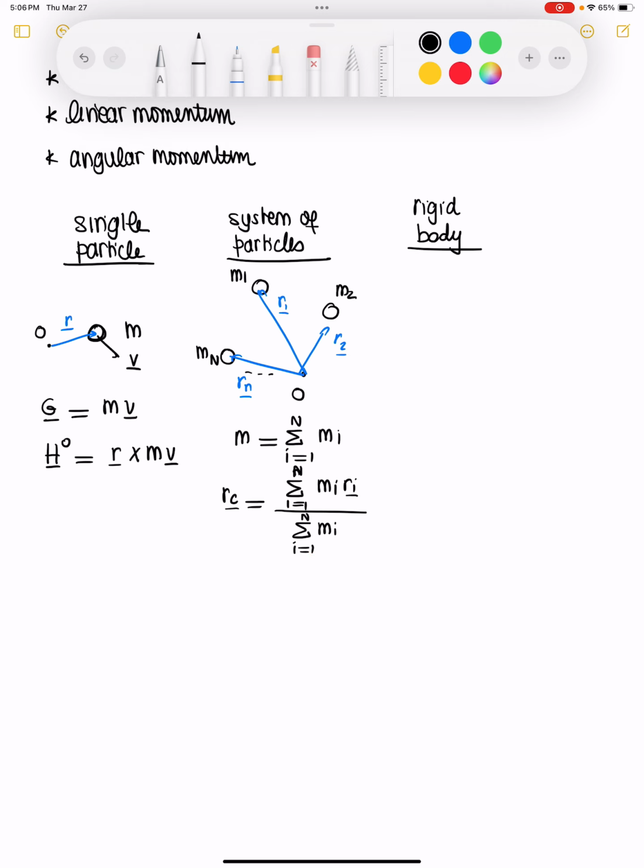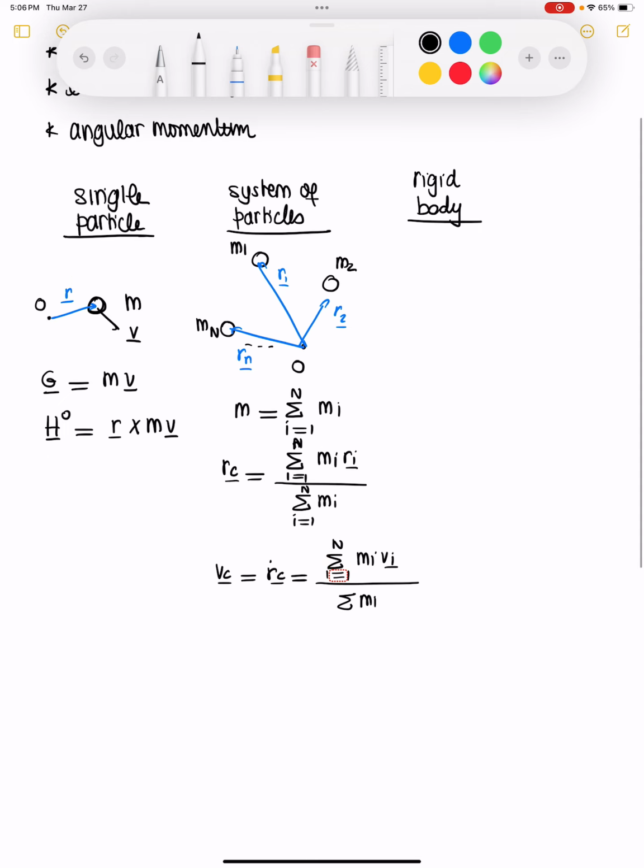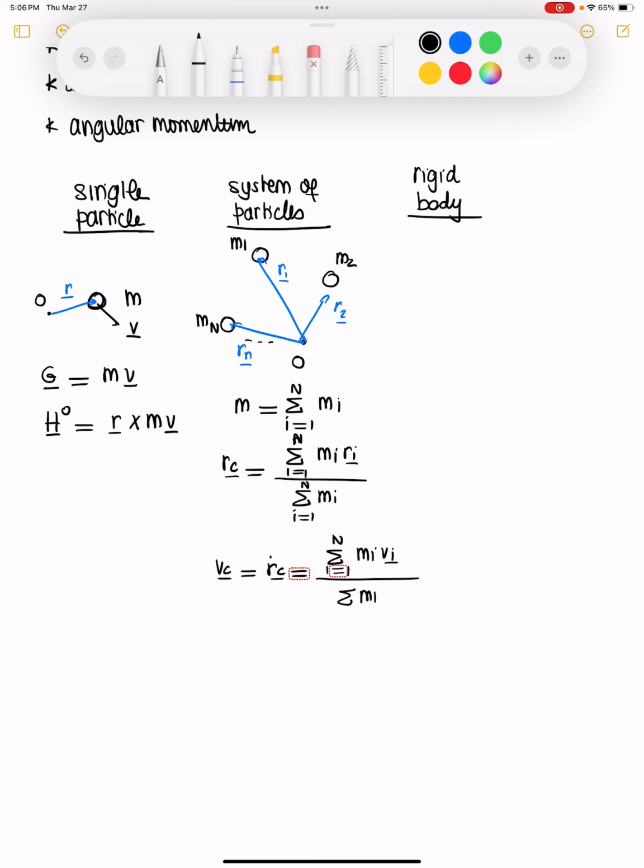The velocity of the center of mass is just the derivative of R_C, which also happens to be the weighted sum of the velocities of the individual particles. Now the linear momentum of a system of particles is the sum of the linear momenta of the constituents, which is also equal to the total mass of the system times the velocity of the center of mass.